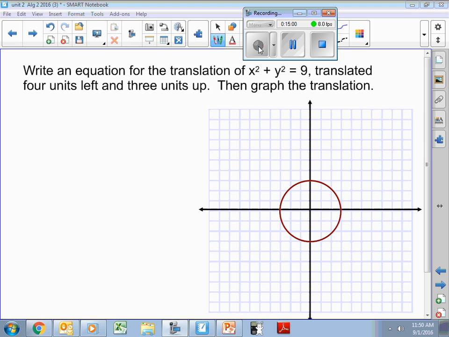Here it comes. Let's see. 4 units to the left. 3 units up. 1, 2, 3. 1, 2, 3, 4. Somebody, what was the radius on this one? I will take it. The radius was a 3. It's just 1, 2, 3. Some of you did this one well.